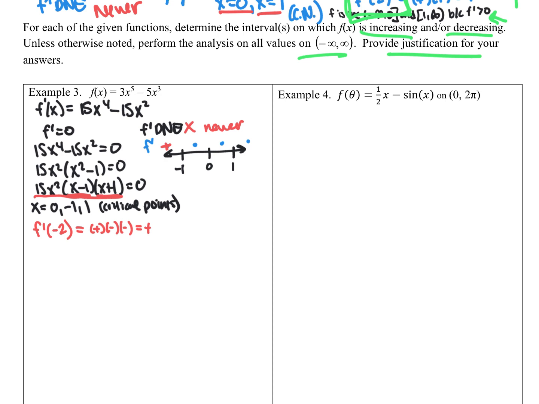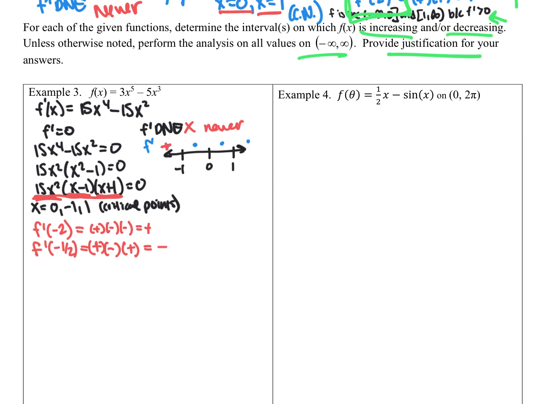Okay, so now let's pick a number between negative 1 and 0 and see what happens. So let's pick negative 1/2. If we plug in negative 1/2 to 15x squared, we'll get a positive. Plug in negative 1/2 to x minus 1, we'll get a negative. Plug in negative 1/2 into x plus 1, we'll get a positive. So this will be negative, positive, negative. We'll multiply together to be a negative.